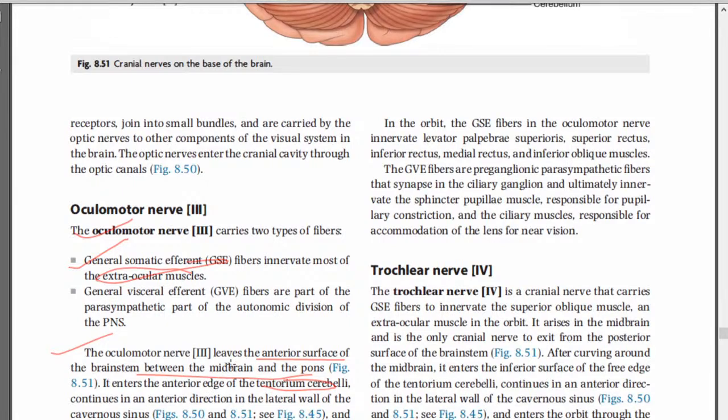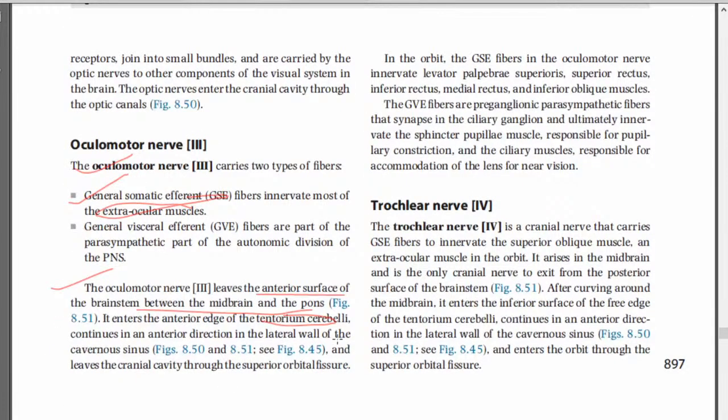It comes between the midbrain and medulla oblongata. Then it runs along the lateral wall of the cavernous sinus and leaves the cranial cavity through the superior orbital fissure.